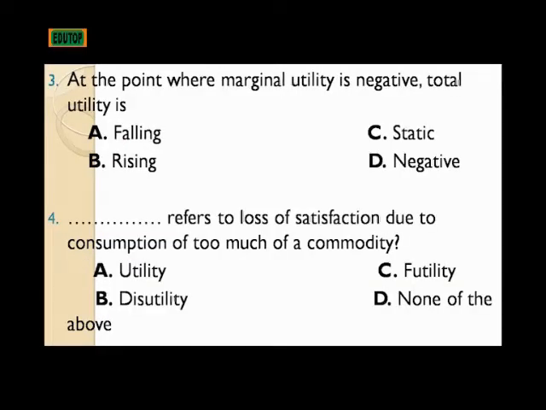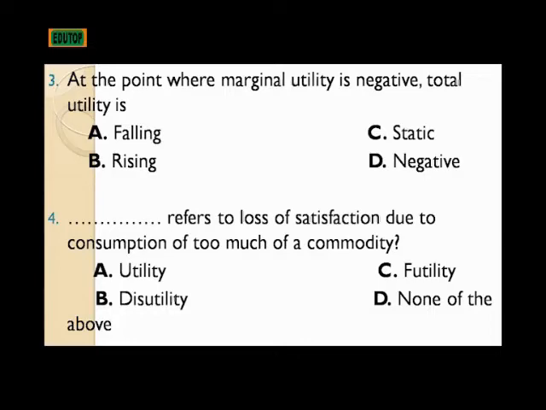Question 3. At the point at which marginal utility is negative, total utility is dash. A, is falling. B, is rising. C, is static. D, is negative.